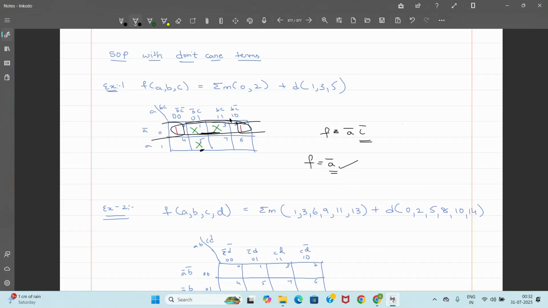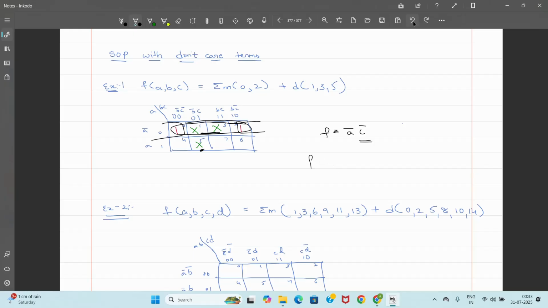So with the help of don't care, I was able to make a bigger group. But how did I make a bigger group? I assumed this X as 1 and I combined it. So this is the aid or the help that you get from the don't care terms. You can assume those X as 1, which can help you get a bigger group. Okay, so I hope this is clear now.